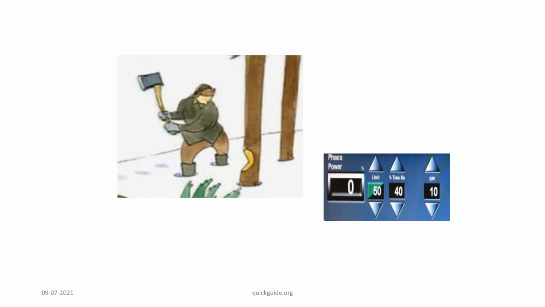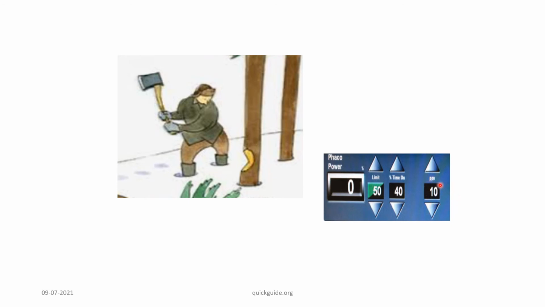So in this slide, I will try to visually make you understand what these numbers mean. So you have 10 pulses per second, 40% on time, 50% is the stroke length on a linear mode. If you take the example of the woodcutter that we took during part 2 of the Basics of Phaco series, 50% stroke length is the distance that this cutter is going to travel before it hits the tree, right? The more it travels, the more the energy is delivered to fell the tree, right?